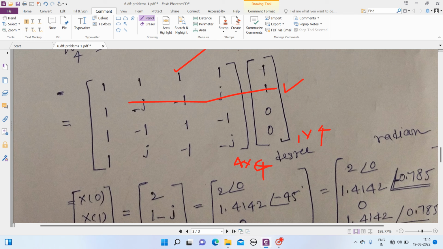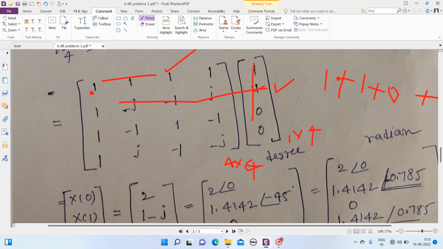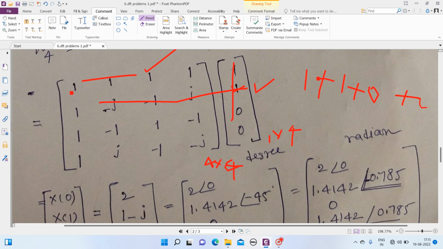So you just need to multiply this row with this column. If you are multiplying, 1 into 1 plus 1 into 1 plus 1 into 1, again you will get 1. Then 1 into 0 is 0, plus 0, plus 0. If you add these numbers, we will get 2. So this is our 2.